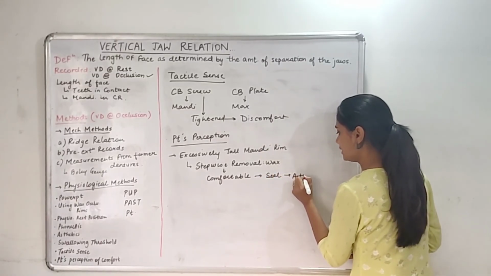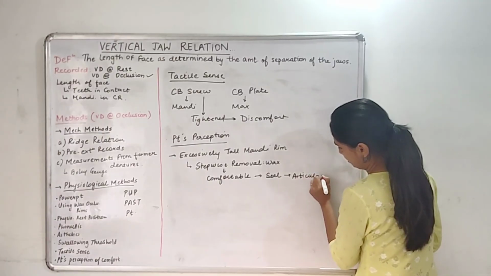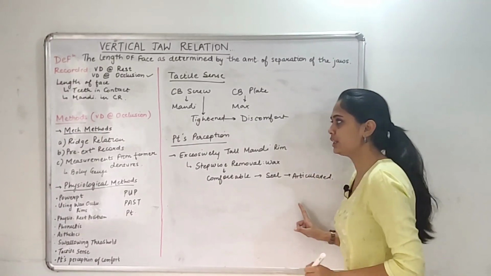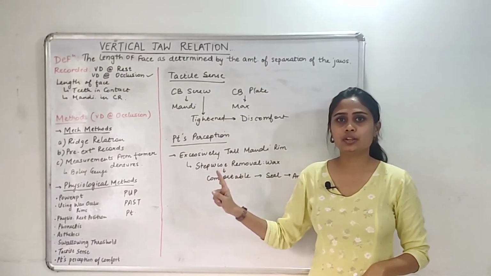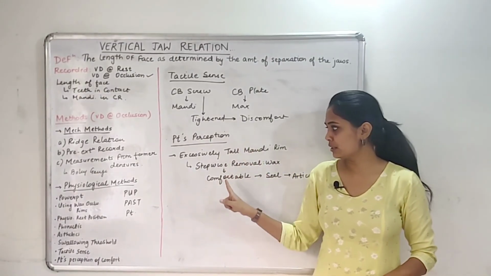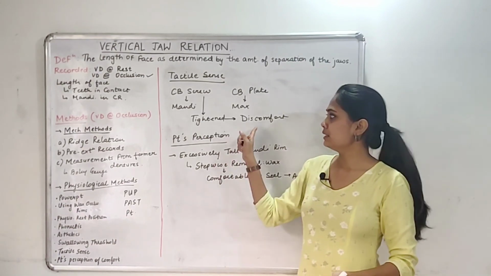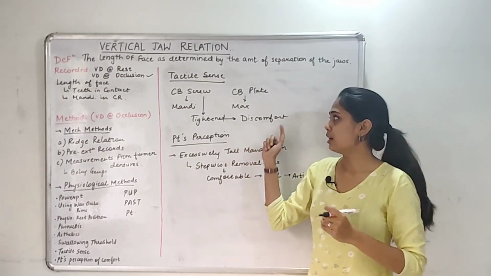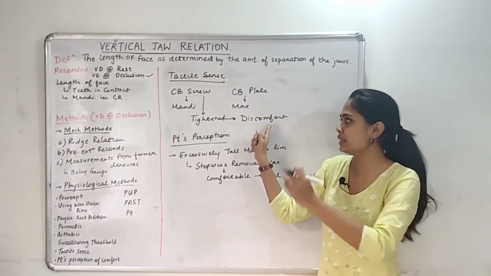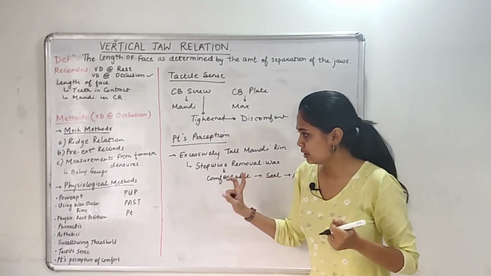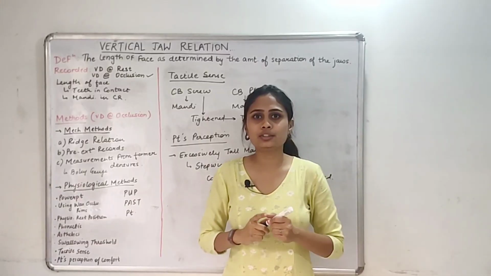Okay, so these are the basic steps that we follow in recording the vertical dimension at occlusion. Both of these are entirely dependent on patient's perception. This is basically what the patient tells you to do, and this is also when the patient reaches a certain threshold, the patient will ask you to not tighten it more. So that is all about the vertical jaw relation.